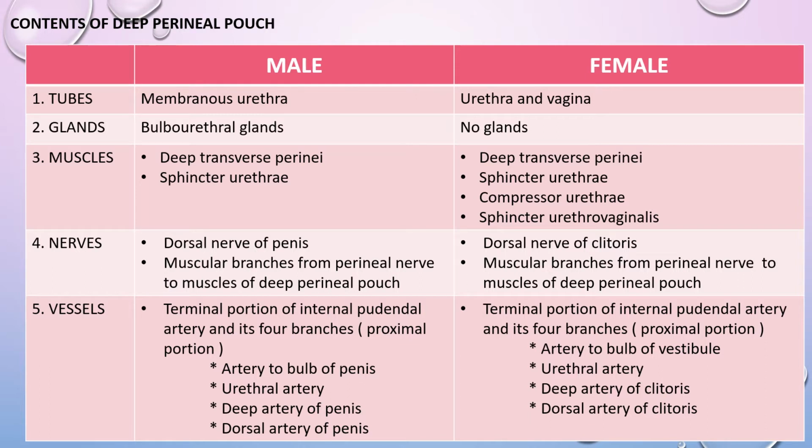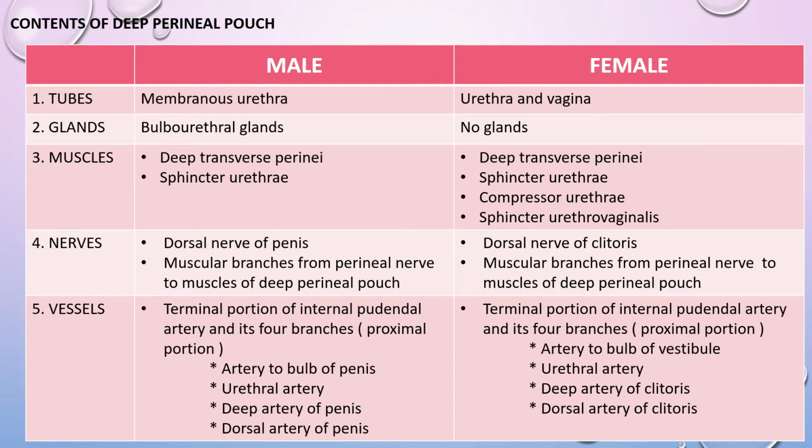If you want to understand the nerves as a content, read the pudendal nerve course, relations and branches. Then read the nerves as a content of the deep perineal pouch. You will understand very well.